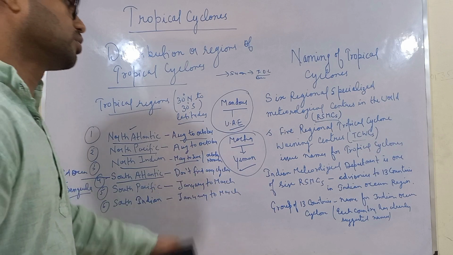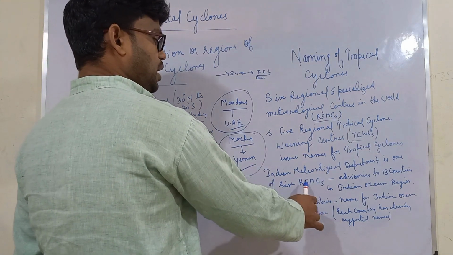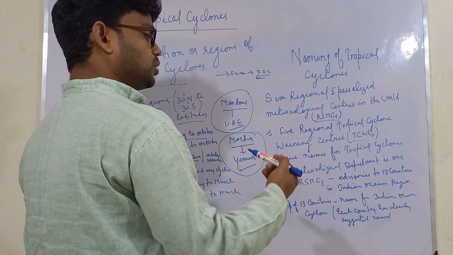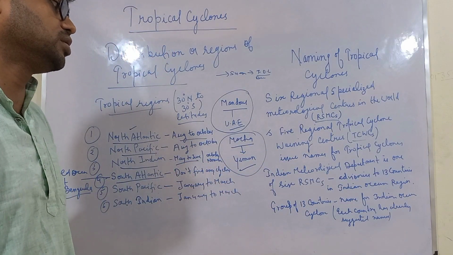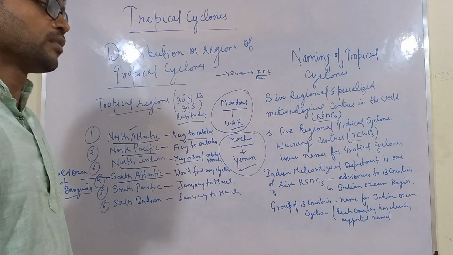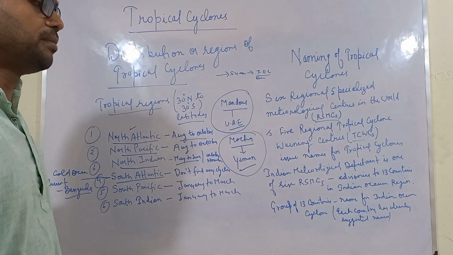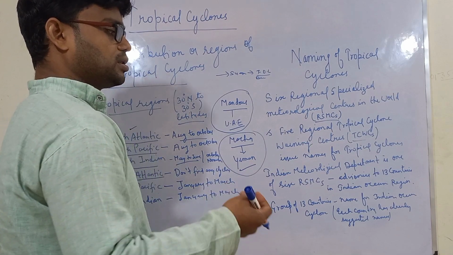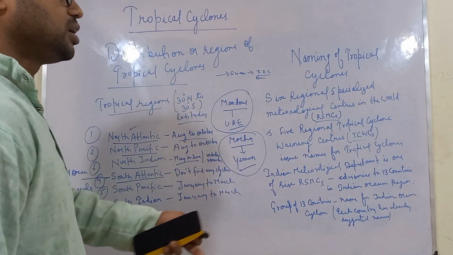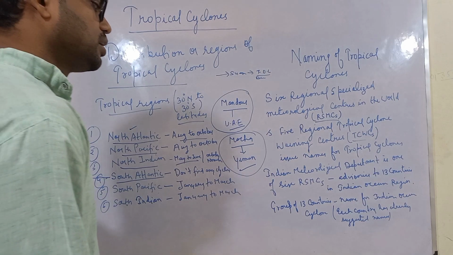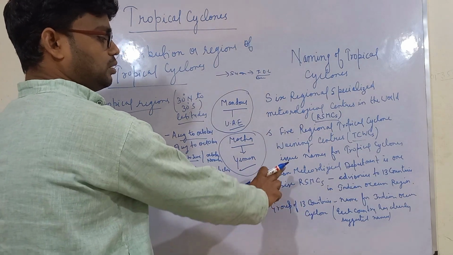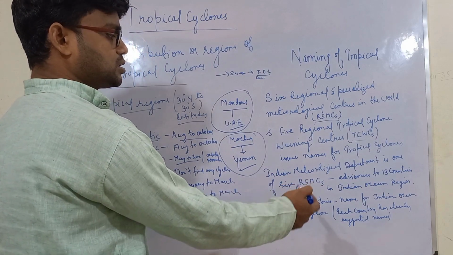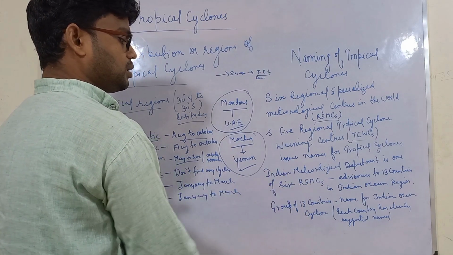IMD also provides advisory to 13 countries in the Indian Ocean region. Those 13 countries: India, Pakistan, Bangladesh, Myanmar, then Oman, Yemen, Saudi Arabia, Iran, all these countries are a group of 13 countries. The Indian Meteorological Department issues the advisories for these 13 countries regarding tropical cyclones.